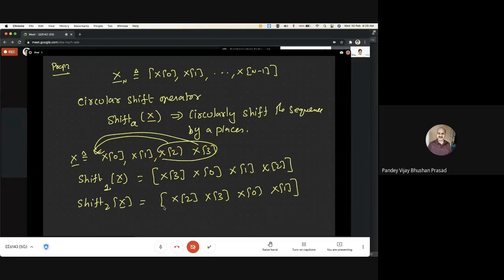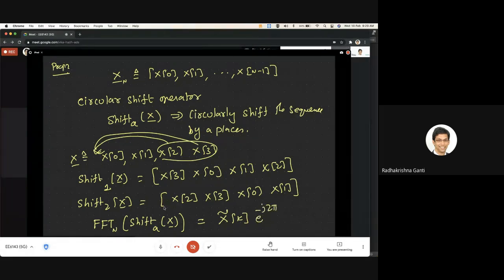The reason why this is important is, if you take the N-length FFT of an a-shift of a sequence x, this is equal to the FFT of the original sequence, x tilde of k, multiplied by e to the power minus j 2 pi a k by capital N.